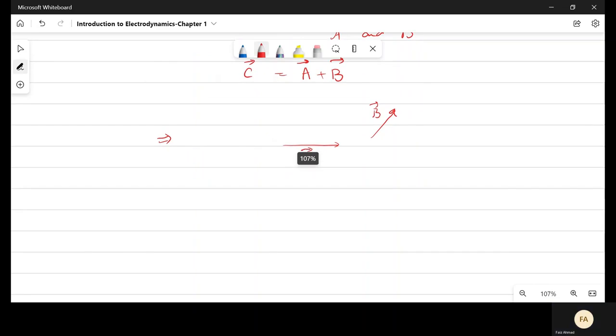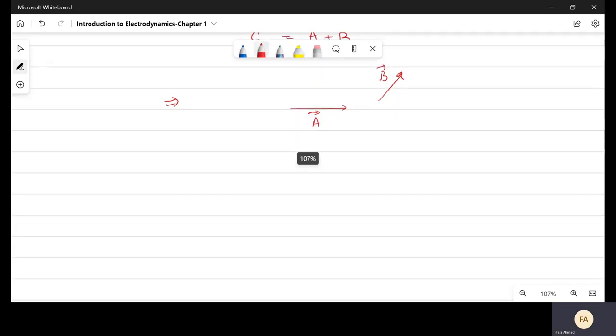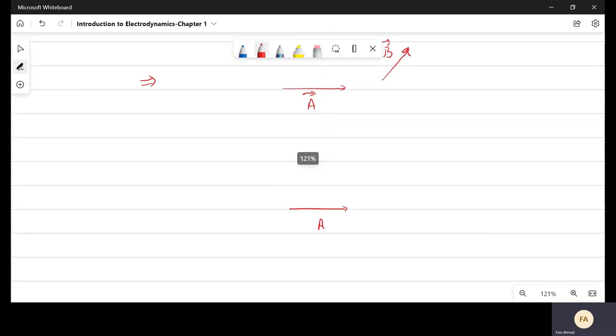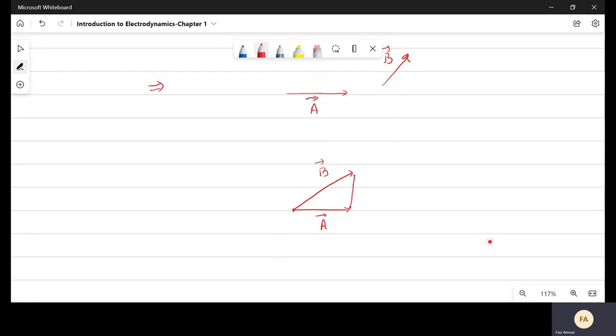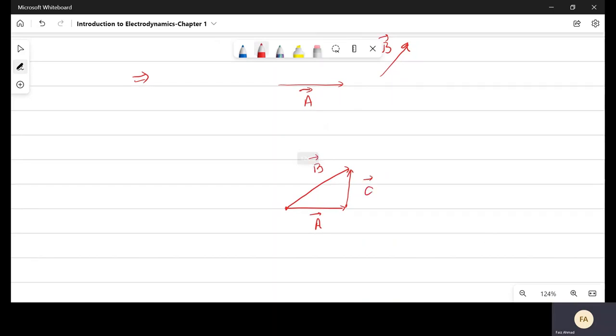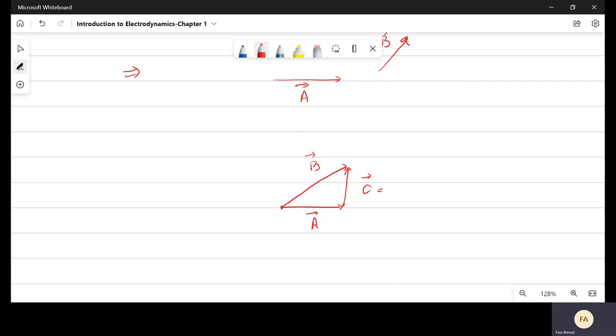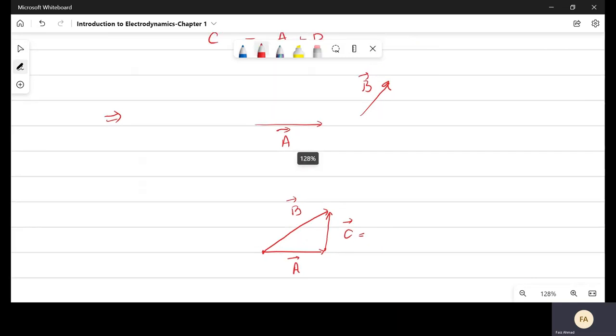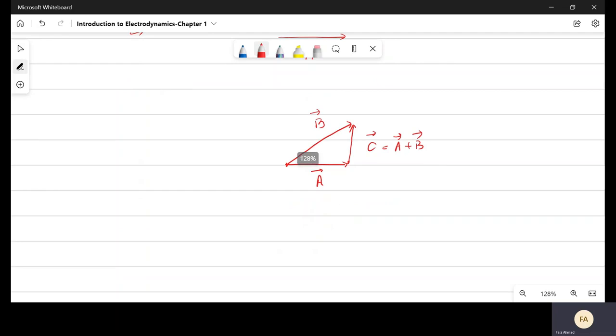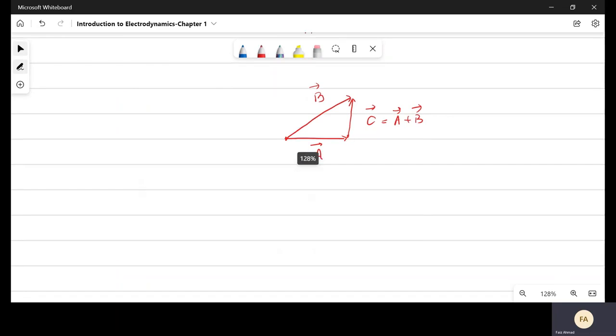So if we want to add them geometrically or graphically, we have to place vector A here, then put the vector B from the tail, and joining the tail of A to the head of B gives the resultant vector C is equal to A plus B. This is called the head to tail rule.